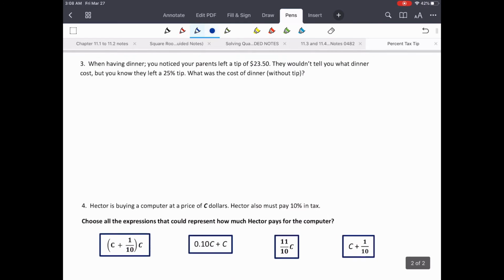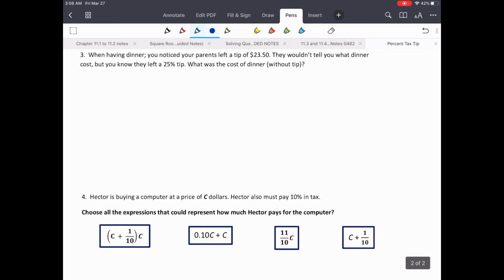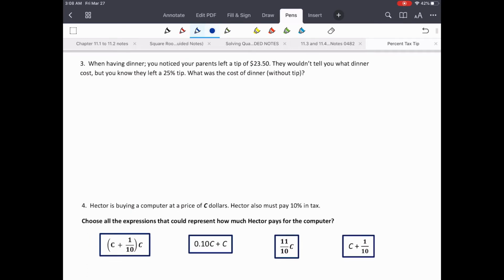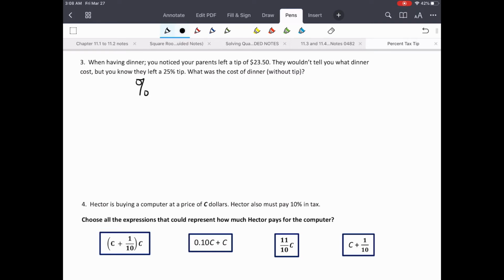Okay, for number 3, it says, when having dinner, you notice your parents left a tip of $23.50. They wouldn't tell you what dinner cost, but you know they left a 25% tip. All right, that's pretty generous. So what was the cost of dinner? So this particular problem, again, I would use just a simple percent equation. Percent times base equals part. The percent is 25%. Changing that to a decimal, you get 25 hundredths or 0.25.